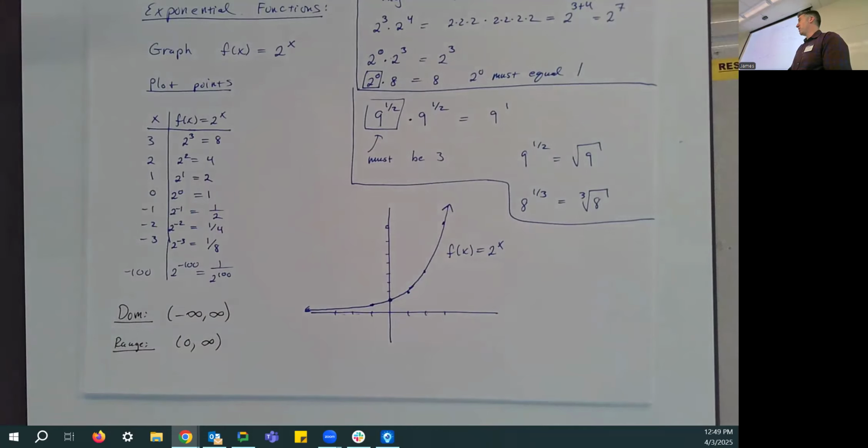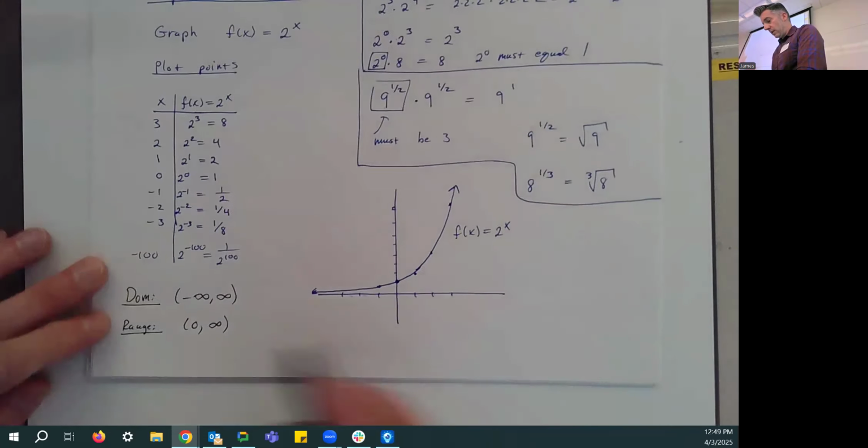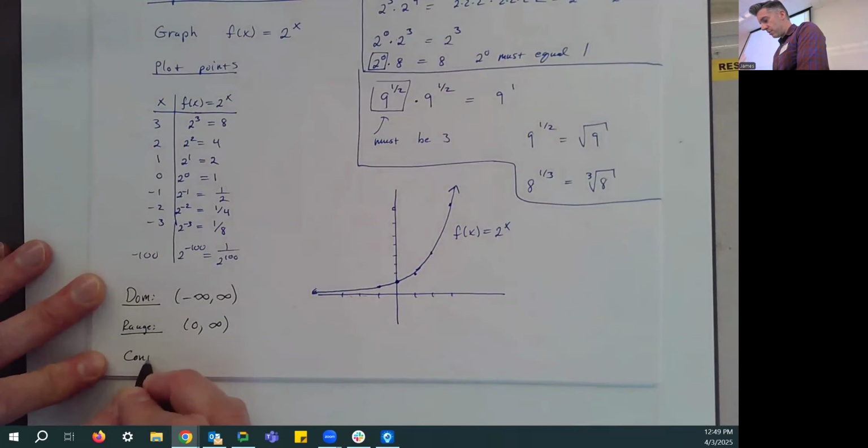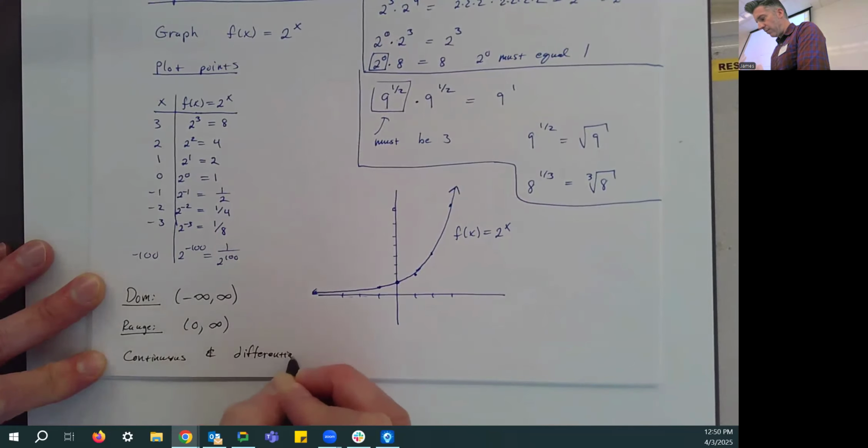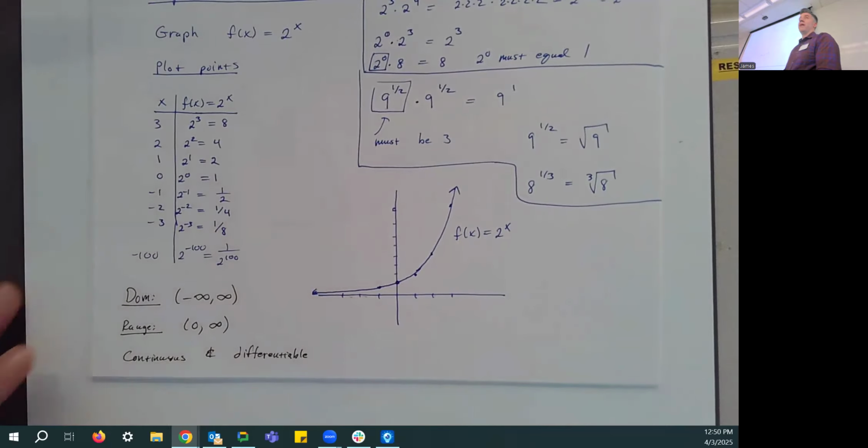A couple other notes I would make about this function. It's definitely continuous, even though we haven't defined that. And it's also differentiable. Again, something we haven't defined yet. For now, when you think of those words, I would encourage you to think of continuous as meaning we can draw it without lifting our pencil off the paper. And differentiability, although I'm kind of fudging it a little bit here, if a function is smooth, it is differentiable.